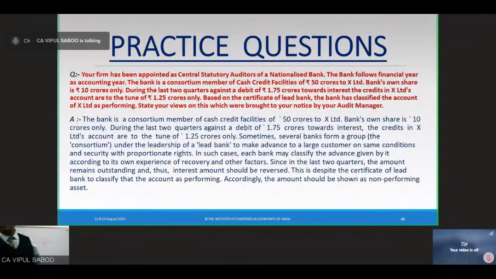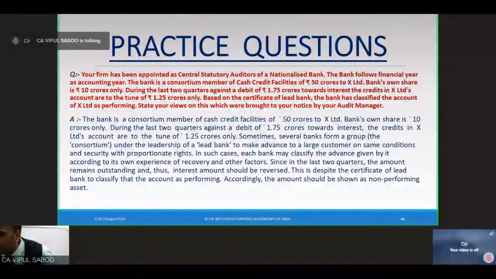Your firm has been appointed as central statutory auditor. This is an exam question of a nationalized bank. The bank follows financial year and accounting year. The bank is a consultant. This is a very easy example. You can do it from your notes as well. It is an easy example.